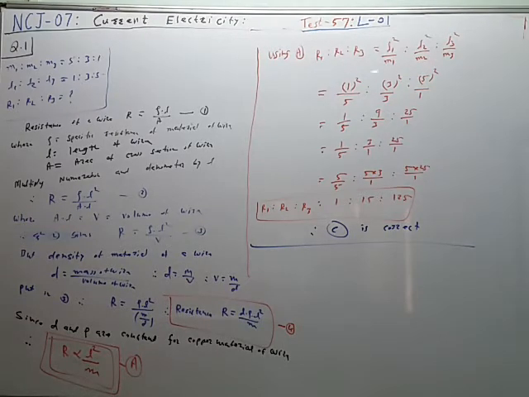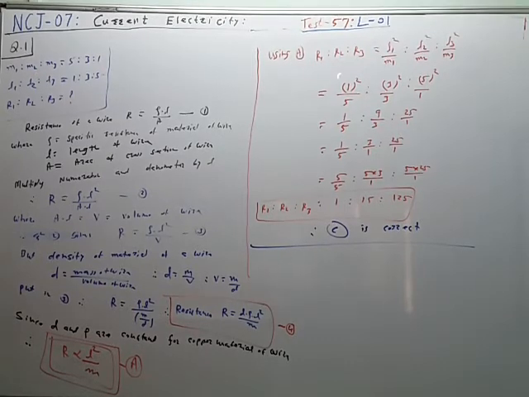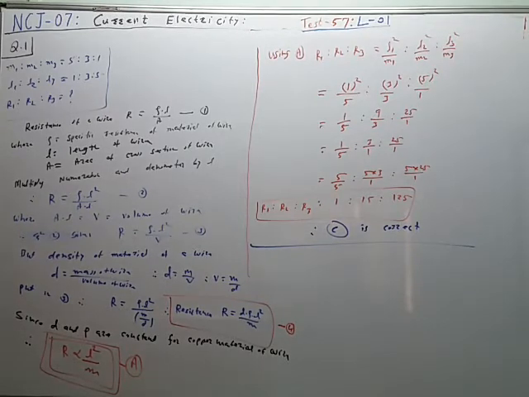R1, R2, R3 is equal to L1 square upon M1. So L1, L2, L3 are given here, and M1, M2, M3 are given here. So by using this value, the ratio of the resistances is given like this. So C choice is correct.